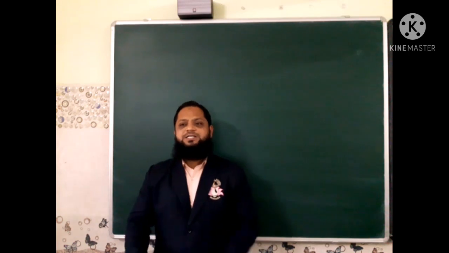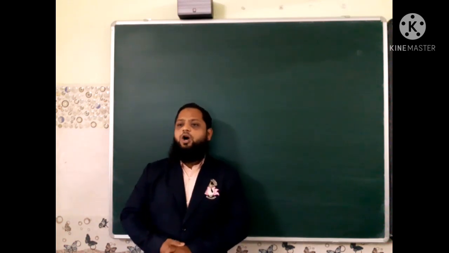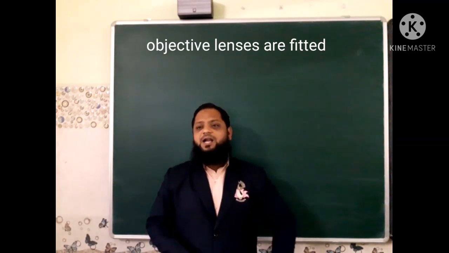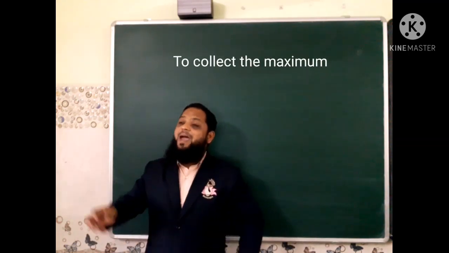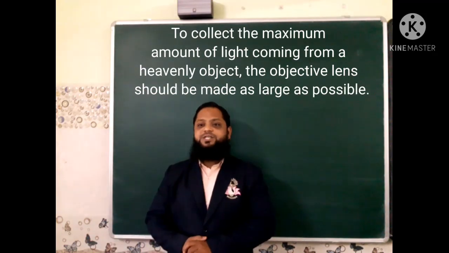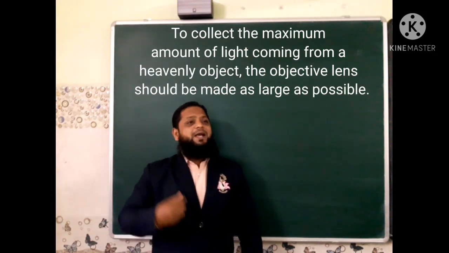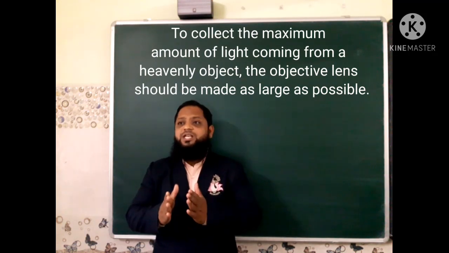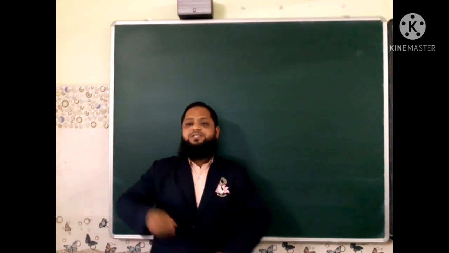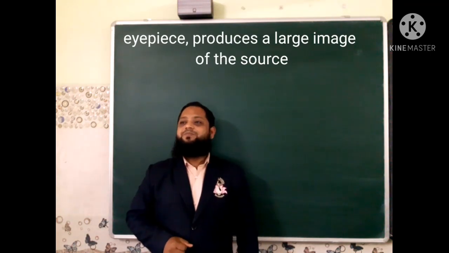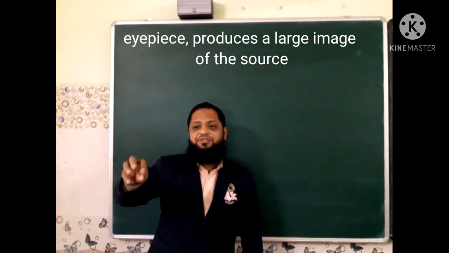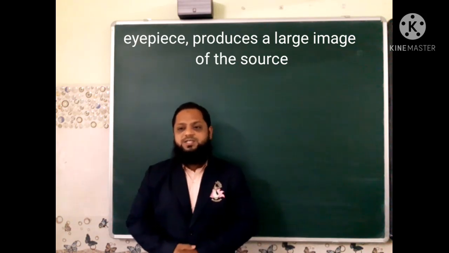In most optical telescopes, objective lenses are fitted. Objective lenses are responsible for collecting the maximum amount of light coming from the heavenly objects. To collect the maximum light, the objective lens should be as large as possible. The second part is the eyepiece. The eyepiece is responsible for producing a large image of the source.